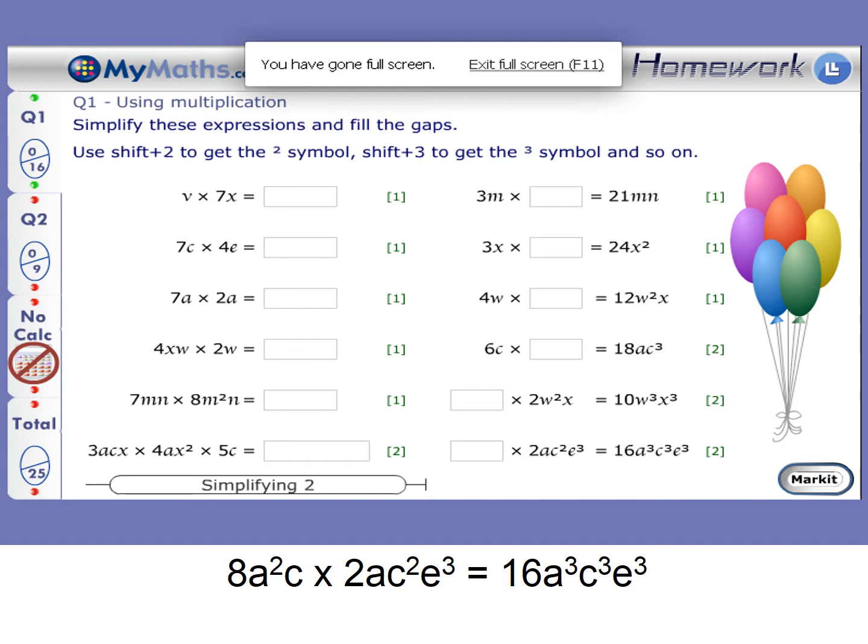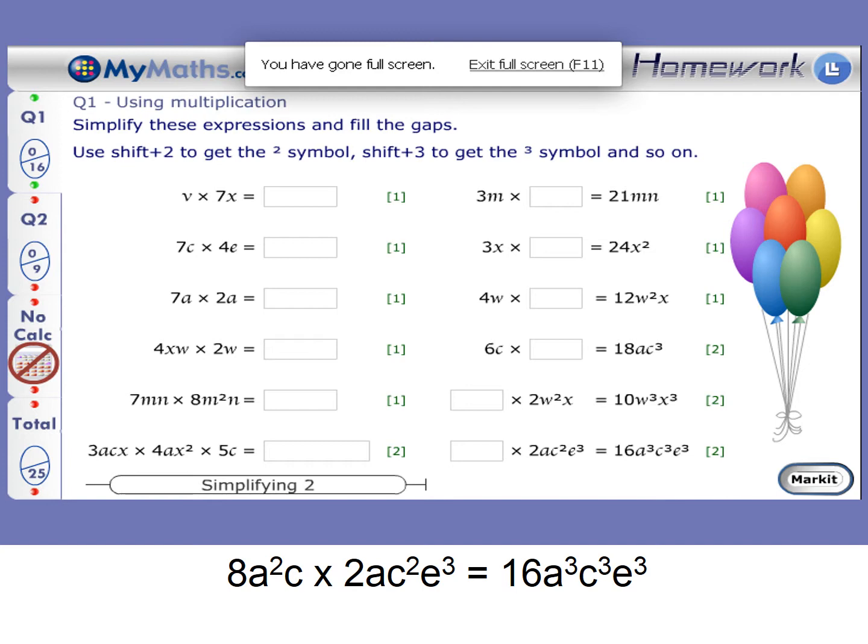Come down to the last one, which is fairly complex, but if we look at it in bits, to make the 16 on the right-hand side, I've got to do 8 times 2. So I've got to have an 8 in my little box. I've got 3 A's on the right-hand side because there's an A cubed, only 1 A on the left-hand side. So I've got to have 8A squared to balance that bit.